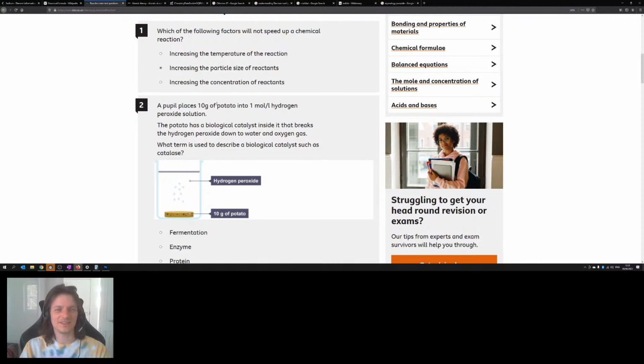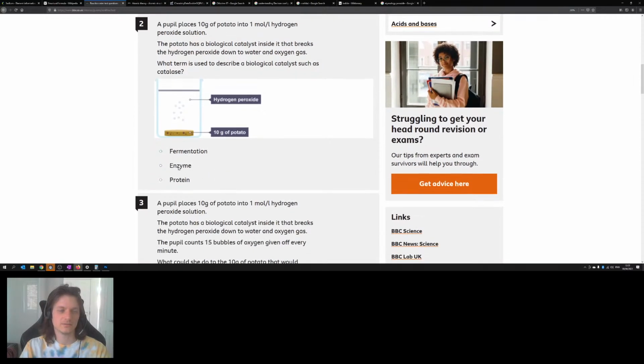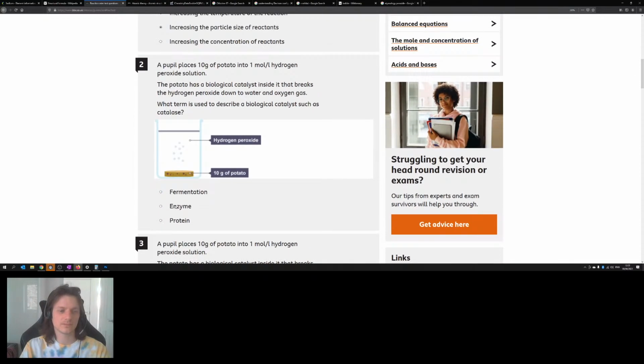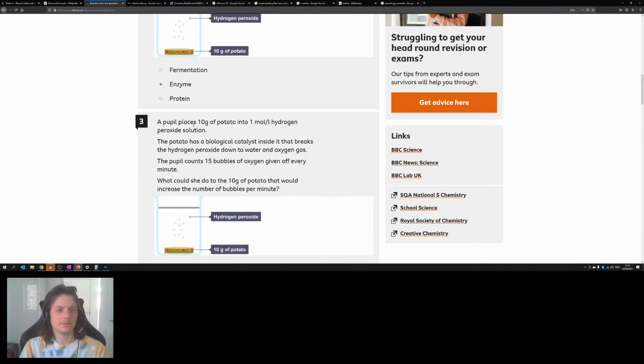A pupil places 10 grams of potato into 1 mole of hydrogen peroxide solution. The potato has a biological catalyst inside it that breaks the hydrogen peroxide down to water and oxygen gas. What term is used to describe a biological catalyst such as catalase? Enzyme.